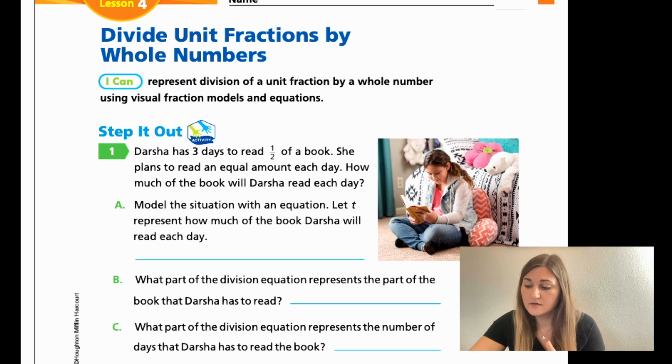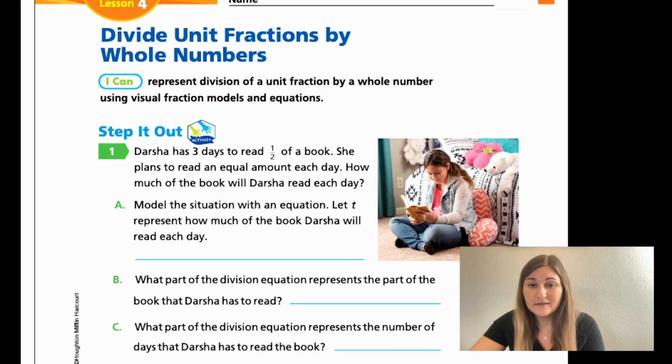So for A, it says model the situation with an equation. Let T represent how much of the book Darsha will read each day. So that T is on the opposite side of the equal sign. It's going to be equal to T. So this is where most students always get mixed up. Which number comes first, the 3 or the half, right?